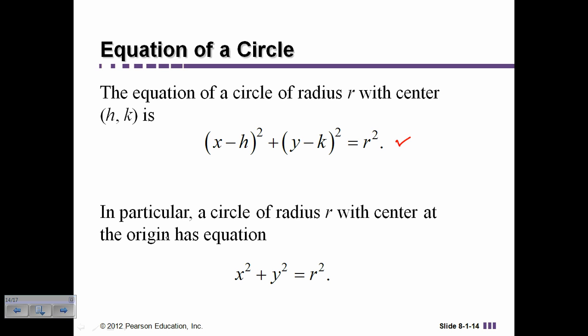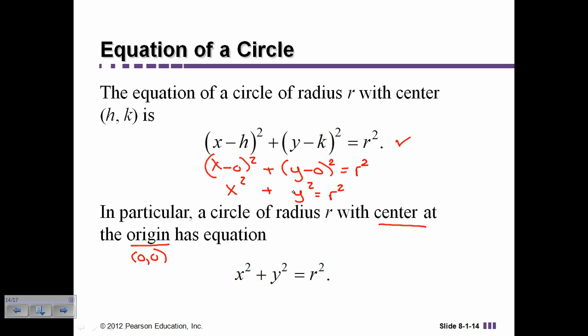If the center of the circle is at the origin, remember the origin is 0, 0. If I were to take 0, 0 and plug it in for h and k, okay, so what is x minus 0? It should be x. And y minus 0 is y.